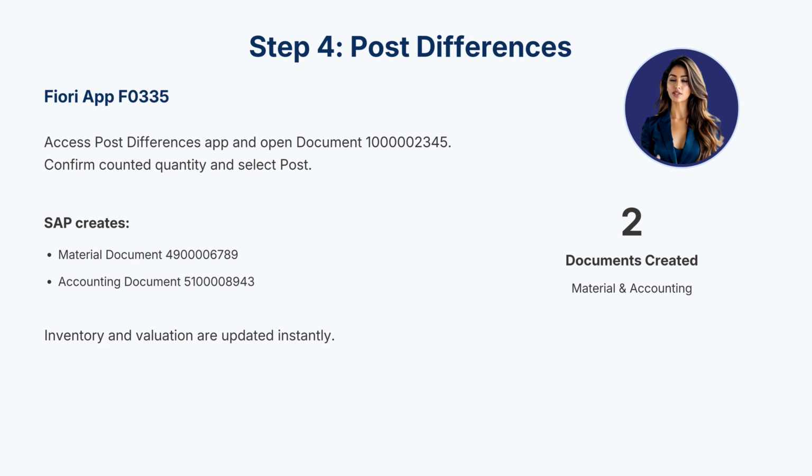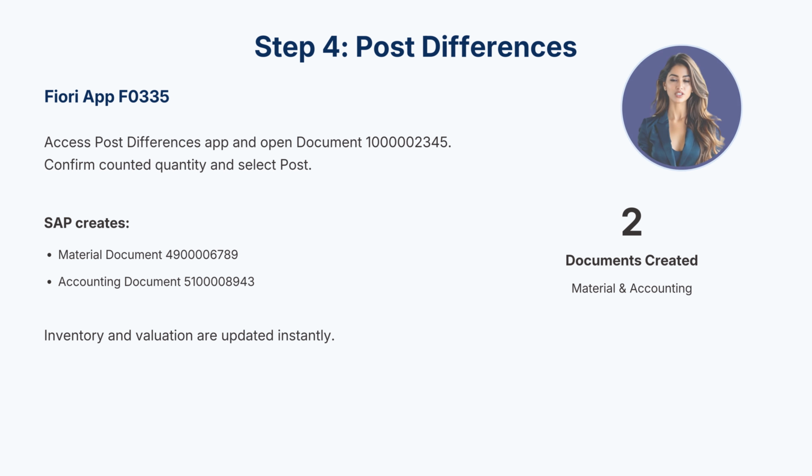System Validation and Tolerance Check. SAP automatically calculates the difference between system quantity 500 and counted quantity 495. That's a 1% variance, exactly within the configured tolerance. The document will move forward without approval, showing how SAP enforces business rules automatically. If the difference exceeded tolerance, it would require supervisor review before posting.